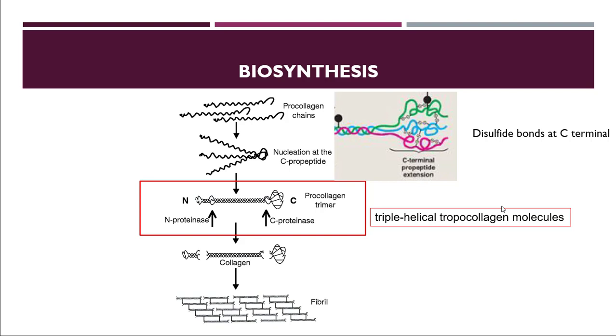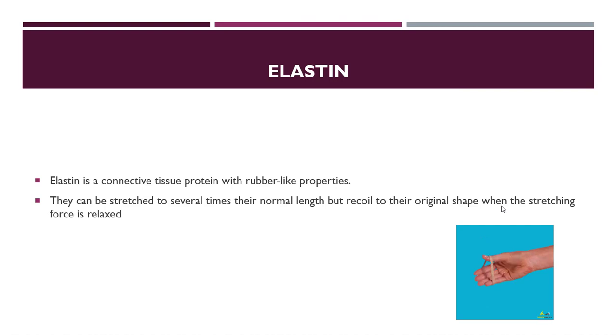Now, tropocollagen will make cross-linkings with each other, and the enzyme that's going to help it is copper-containing lysyl oxidase. So it means the lysine amino acid that is present in the polypeptide chain is basically helping in making cross-linkings there. Make sense? Right. Okay.